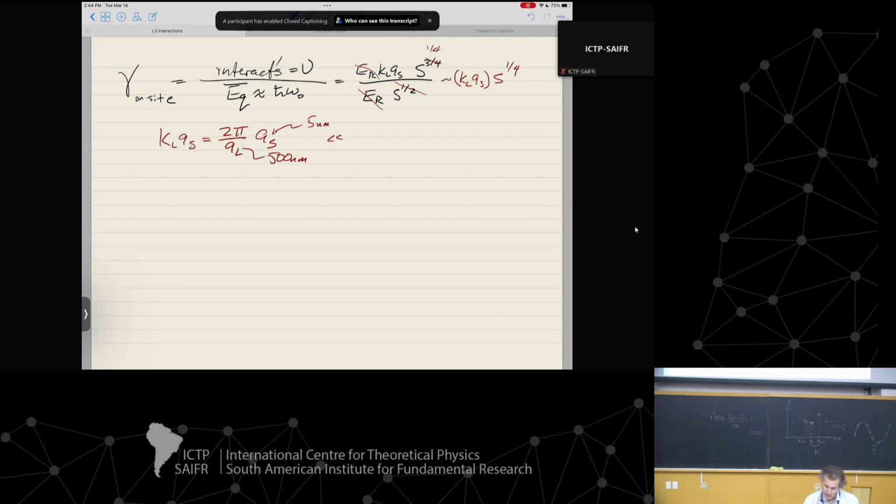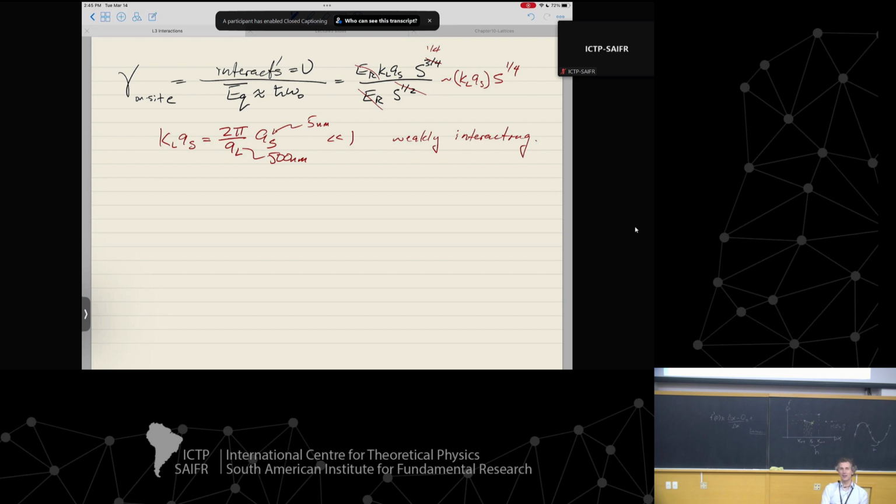And so you see that this is really much less than 1. Even with a 2 pi, it's 2 pi over 100. And so k_L a_s for typical alkali, far from Feshbach resonances, is weakly interacting. And in a way, that's good news because it means I can do a perturbative calculation of the on-site energy. But in a way, it's bad news because if I go to your condensed matter colleagues, or your high energy physics colleagues or your nuclear physics colleagues, and I say I study weakly interacting atoms, then they say, that's boring, I'm going to take a nap.